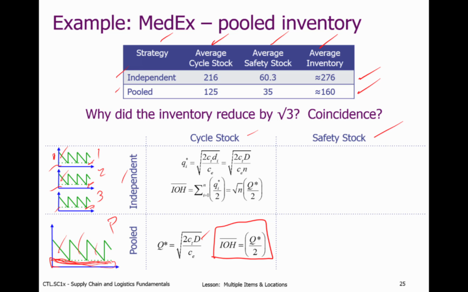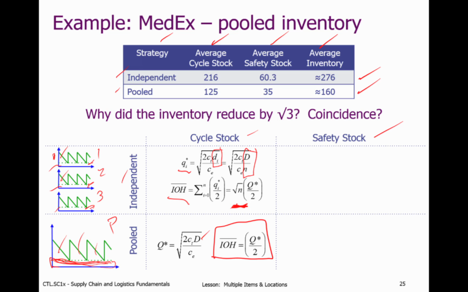How did I do it for when it was managed independently? Well, I looked at each individual ward, and I used a small q there, and I used the same equation, but what did I use for the D sub i? The annual demand is the demand that one ward gets, not for the whole thing. But I know that D sub i is simply equal to the total demand divided by the number of wards, D over 3, right? It's getting 1/3. They're all the same. So if I carry that through, what that dictates is that the inventory on hand is square root of n times that Q star of the whole pooled amount, all 3 wards, divided by 2. So that's where my square root of n comes in for cycle stock.